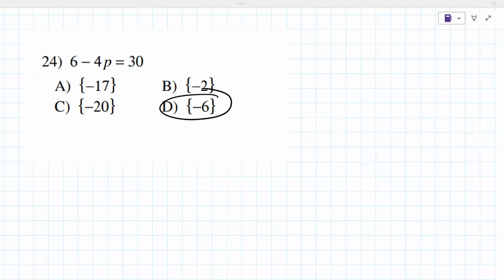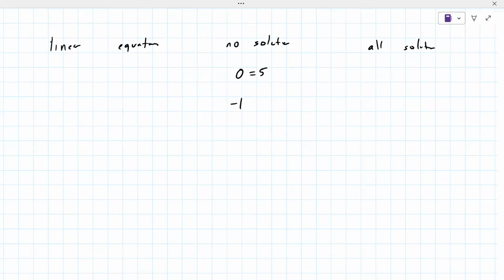All right. So some of the linear equations that you will solve will get you down to answers like this, where there's either no solution or all solutions, or all real numbers. So no solution is like 0 equals 5 or -1 equals 3. You get two different numbers. All solutions, you'll get something like 0 equals 0 or 3 equals 3 or -1 equals -1. They're the same.